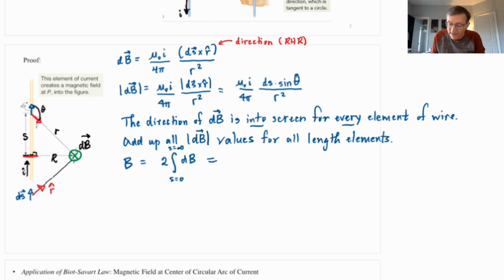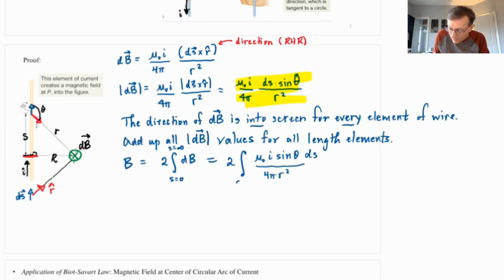Now let me plug in this expression right here for the dB magnitude. So I have 2 times the integral of mu 0 I sine theta ds over 4 pi r squared. S goes from 0 to infinity.